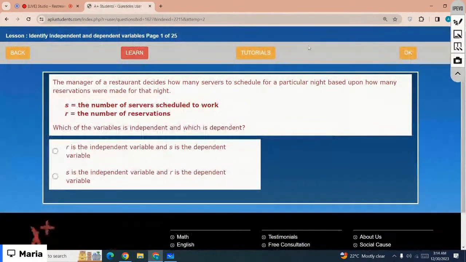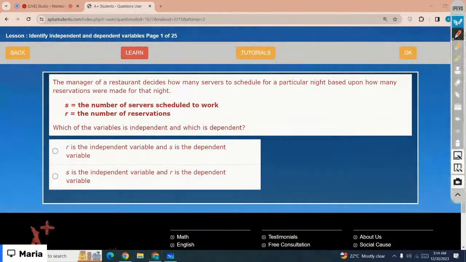The manager of a restaurant decides how many servers to schedule for a particular night based upon how many reservations were made for that night. How many servers to schedule for a particular night based upon how many reservations were made, right? If they have more reservations, he needs more servers, right? If he has fewer reservations, he needs fewer. That means the number of servers is dependent on the number of reservations, right?